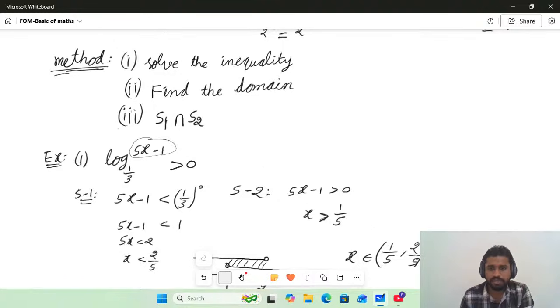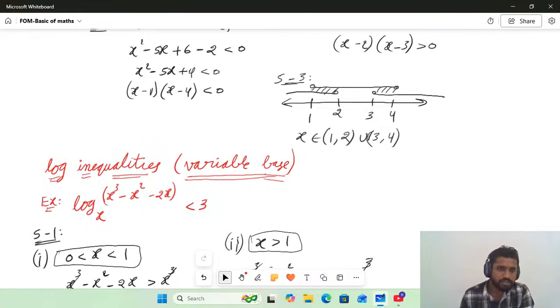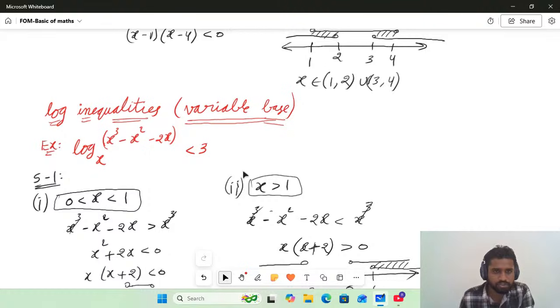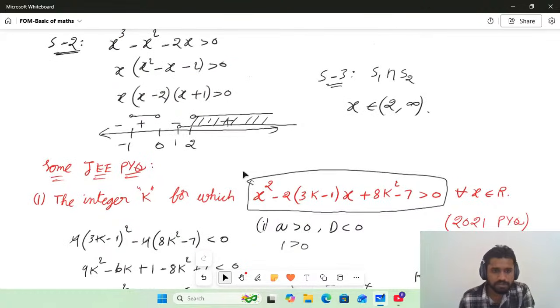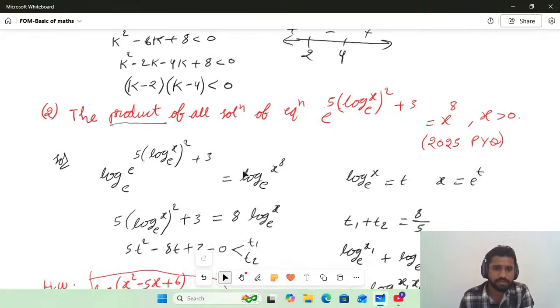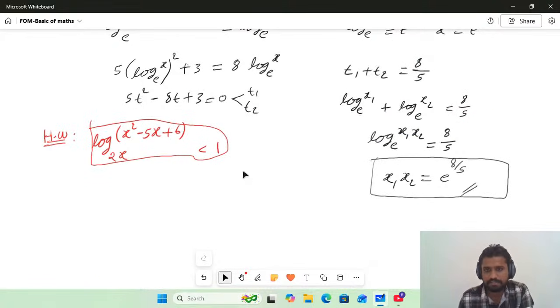The method for solving a logarithmic inequality has three steps. First, solve the inequality; second, find the domain; and then take the intersection of step 1 and step 2. I had planned to do some more PYQs on this topic, but the video is becoming very lengthy and my system is also lagging, so I'm trying to stop. In logarithmic inequalities, one question and two JEE PYQs we have seen in today's class. That's it for today.